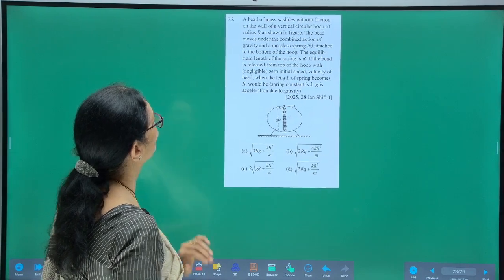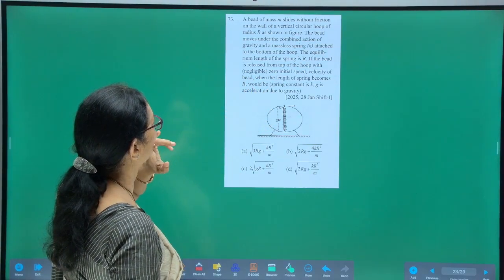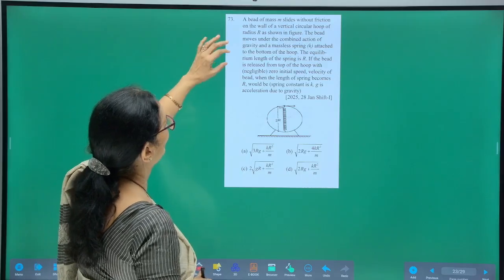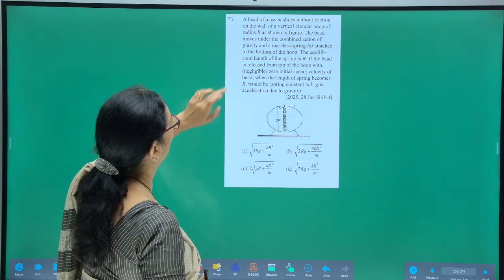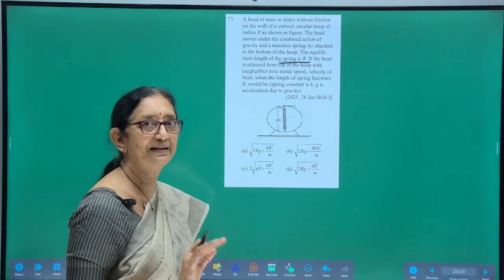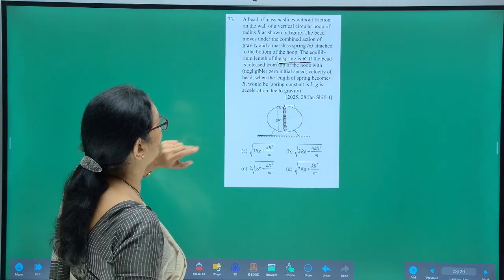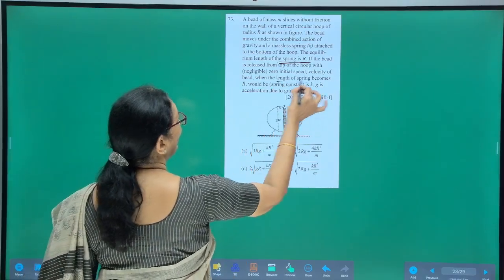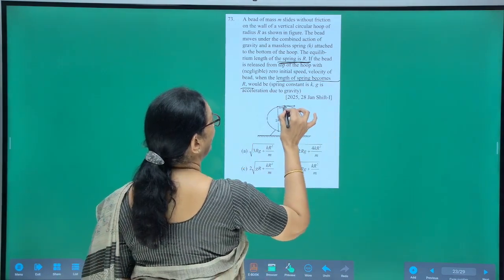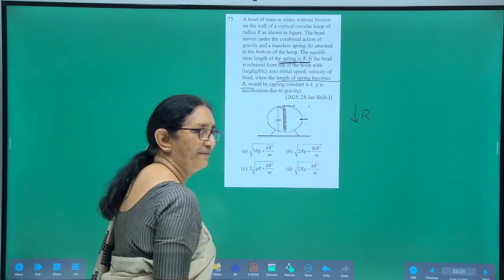A bead of mass m slides without friction on a wall of vertical circular hoop of radius R as shown. The bead moves under the combined action of gravity and a massless spring of constant K attached to the bottom of the hoop. Equilibrium length of the spring is R. If the bead is released from the top with 0 initial velocity, find the velocity of the bead when the length of the spring becomes R. Look here.